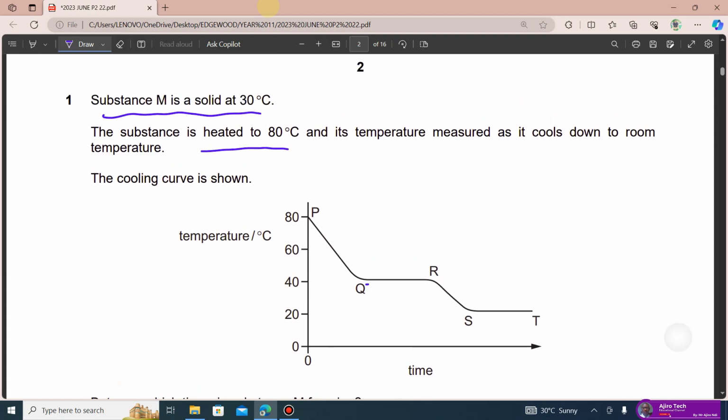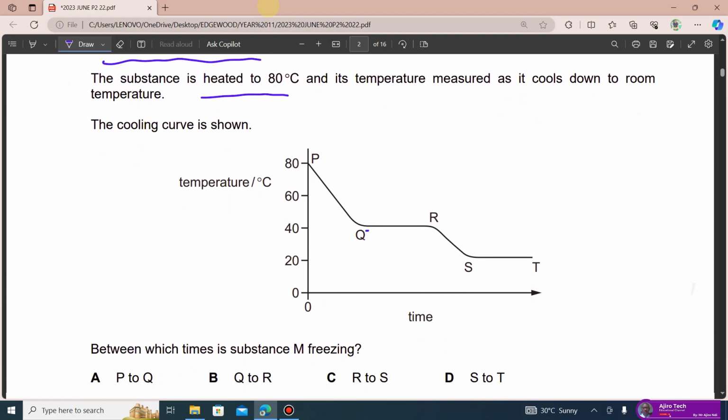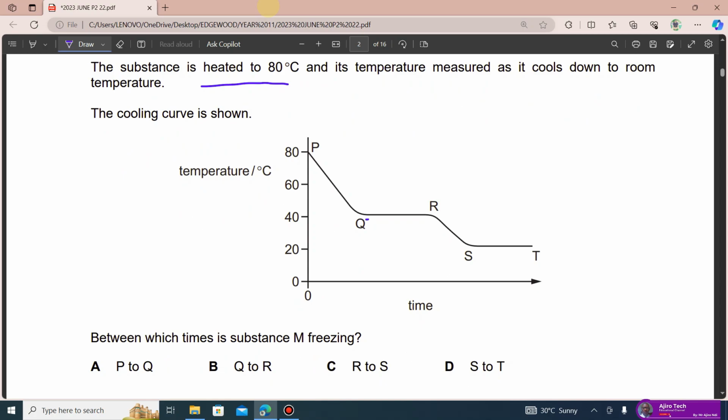Now we go back to the details of the question. It says substance M is solid at 30 degrees. So if we trace this cooling curve, 30 degrees is going to be somewhere around here. So if we trace that, it points towards this direction. So if it becomes a solid at this point, that means the process of it becoming a solid must have started from in between Q to R. So the answer to this is simply B.